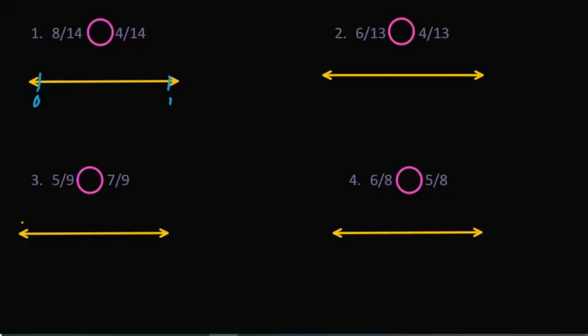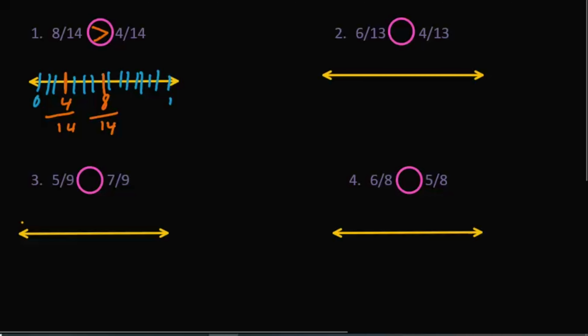So let's see. 1, 2, 3, 4, 5, 6, 7. Now we can just divide by 2. We can just split all of them in half. Okay, there you go. So let's see. 8/14. Let's plot where that is. 1, 2, 3, 4. Okay, 4/14 is right here, so let's plot that down. Okay, 5, 6, 7, 8. 8/14 is right there. Okay, so again, the fraction more to the right is the one that's greater. So let's do the next one.